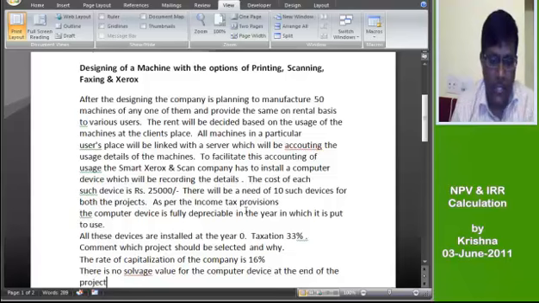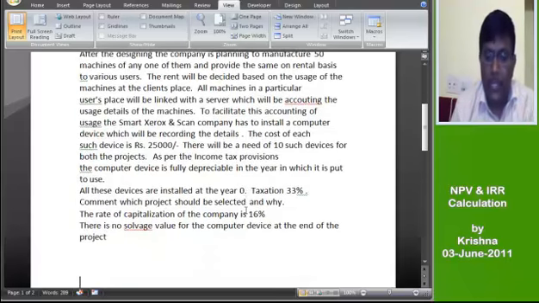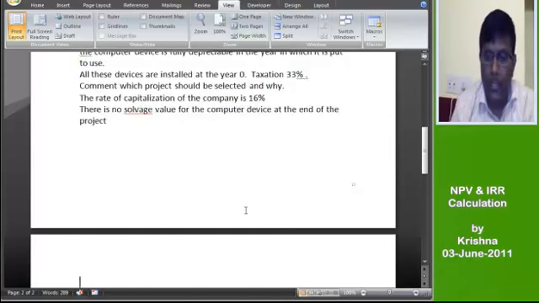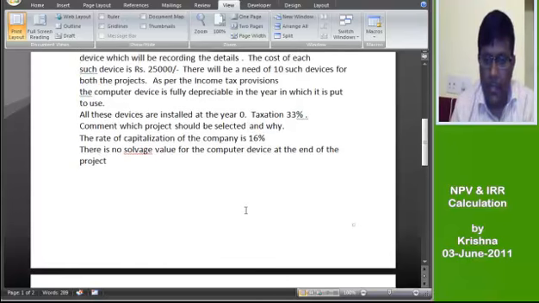The cost of each such device is 25,000. There will be a need of 10 such devices for both the projects. As per the income tax provisions, the computer device is fully depreciable in the year in which it is put to use. All these devices are installed at the year 0. Taxation 33%. Comment which project should be selected and why.